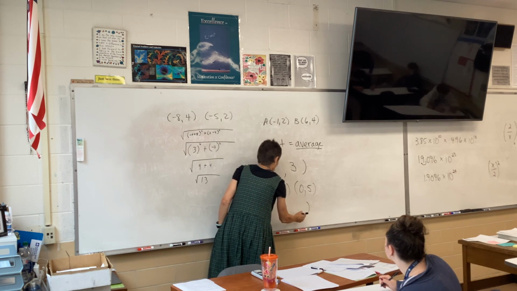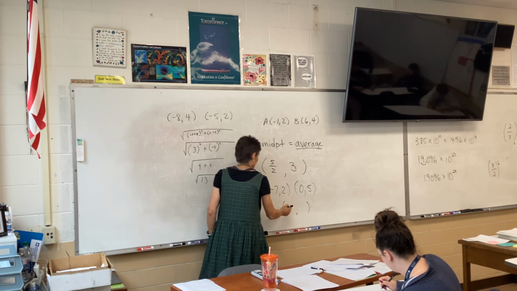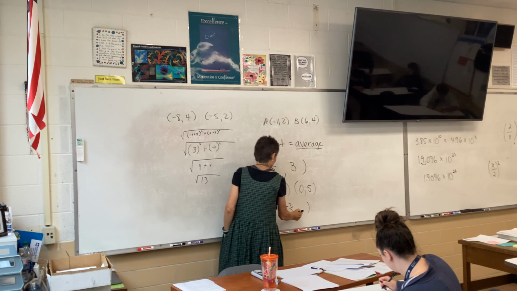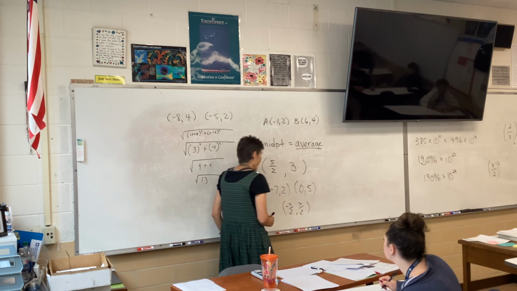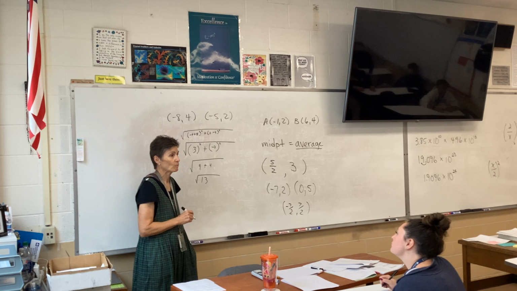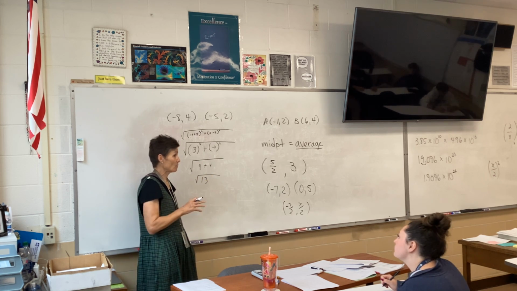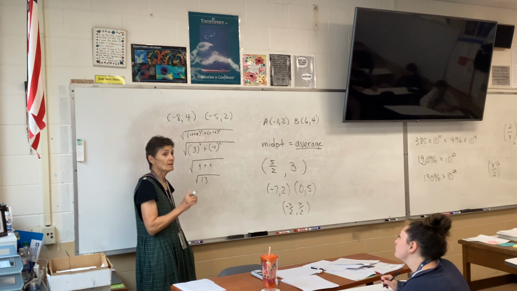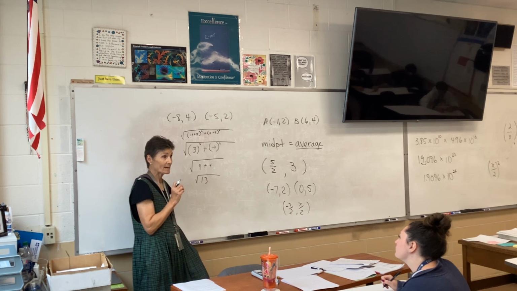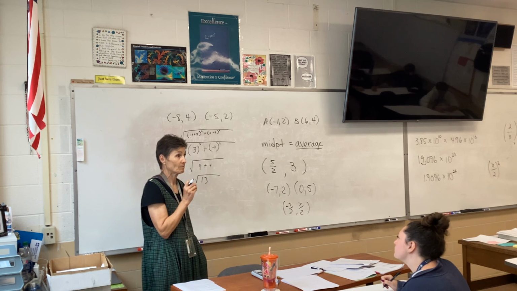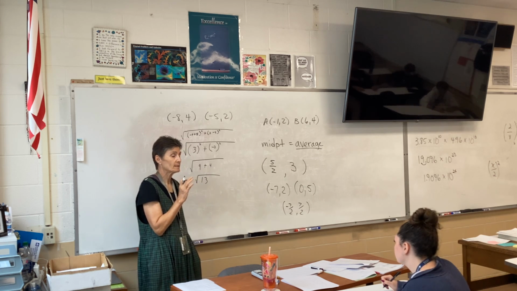Scout, what you got? What's your midpoint? I got -3.5 and 3.5 positive. Perfect. I just leave them as improper fractions. She likes decimals. Some of you might like mixed numbers. It doesn't matter. Make sure you've got -3.5, comma, +3.5. Is that okay? Midpoint, easy.